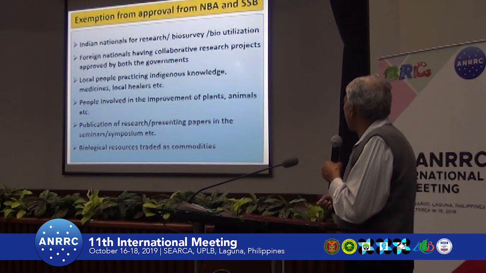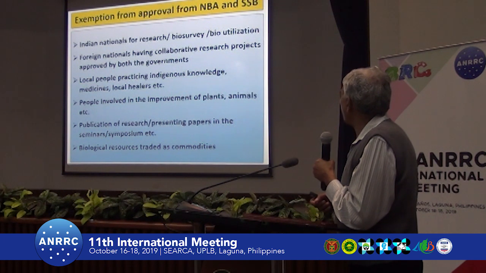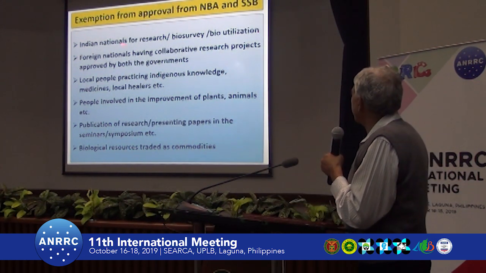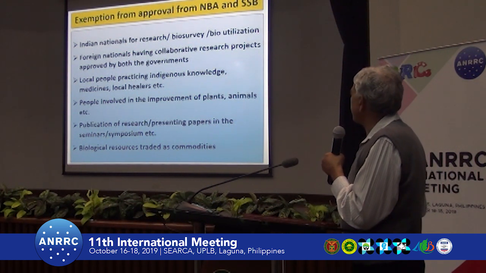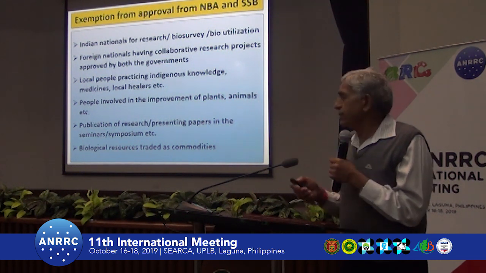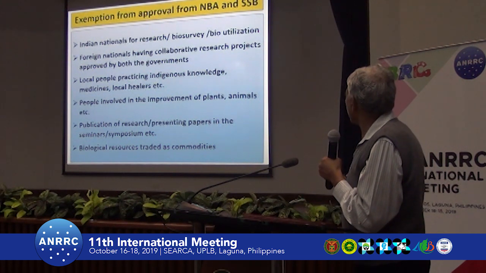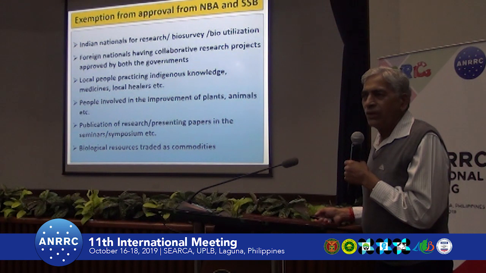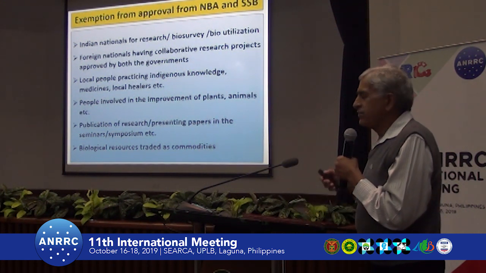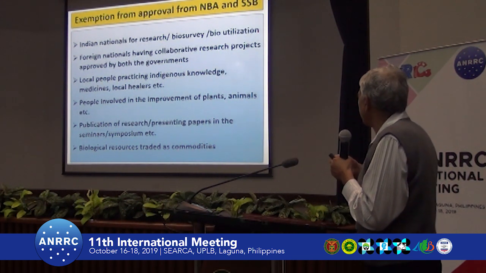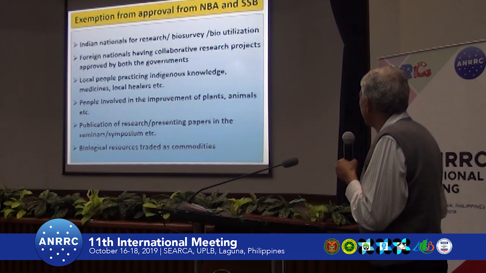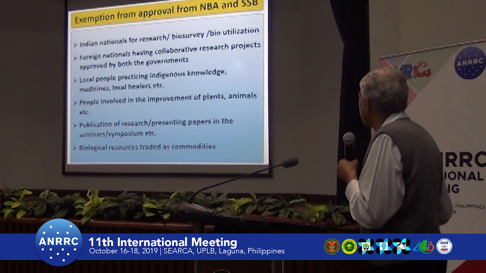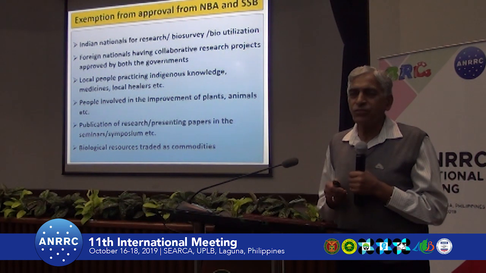Coming to the exemptions: some are exempted from permission from the National Biodiversity and State Biodiversity Authority. Who are exempted? This is very important. Indian nationals doing research by survey, by utilization are exempted. If an Indian national is doing research by survey, by utilization, no issue. Foreign nationals having collaborative research projects approved by the government. I also mentioned yesterday that if any foreign country or foreign institutions have collaborative projects with the government of India, they are all exempted. People practicing indigenous knowledge, people involved in the improvement of plants and animals, publication of research, presenting papers, seminars, symposia, biological resources created as communities, they are exempted. They need not take permission from anybody.